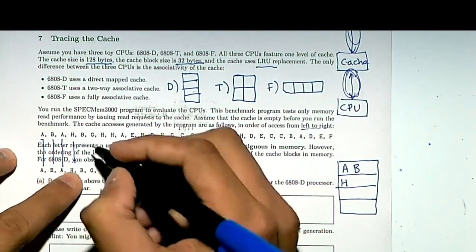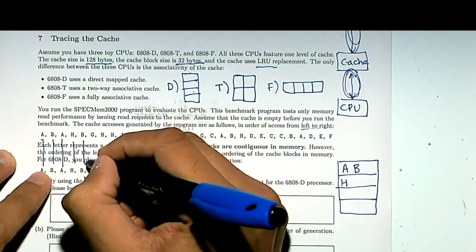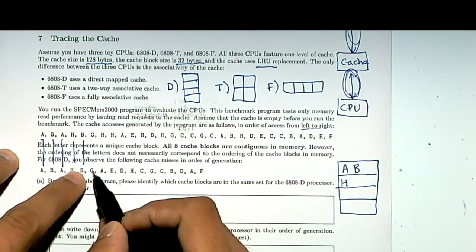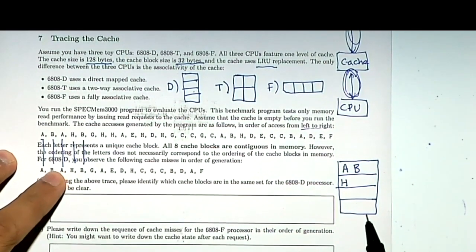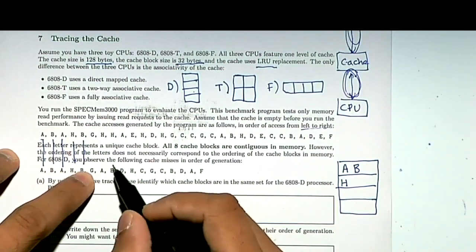So then we bring in B, and B appears to generate a miss, which makes sense because A was the last thing that was brought in. Then we bring in G, and G generates a miss, which again makes sense because it's not in the cache, but it's the same problem. We don't know where to put it, so we're going to leave it alone for now.